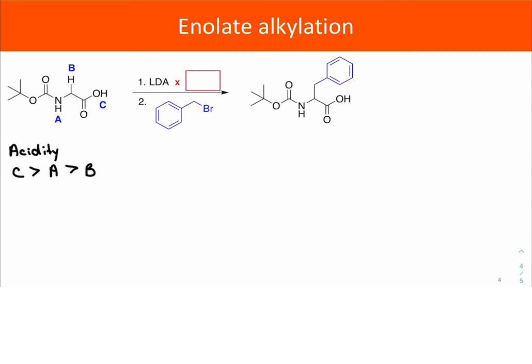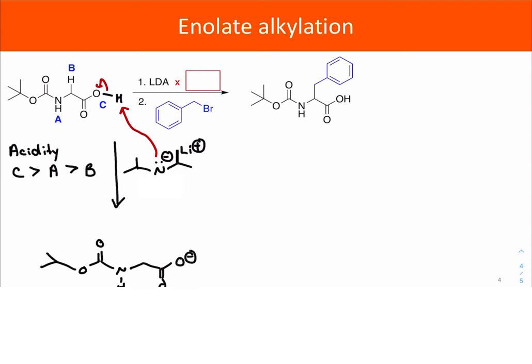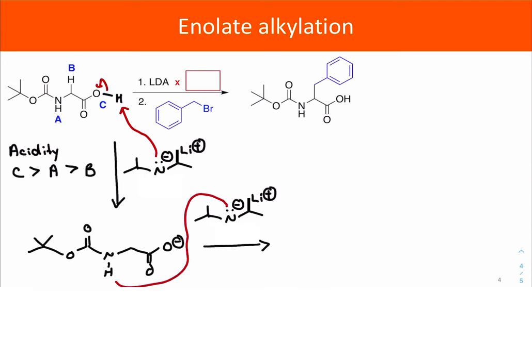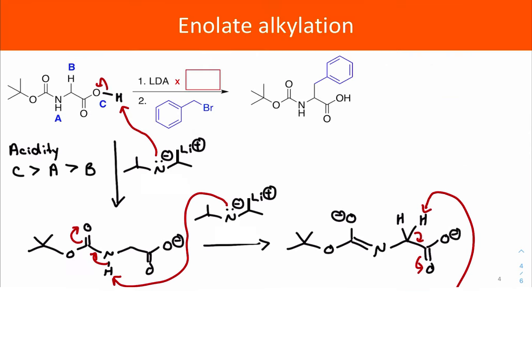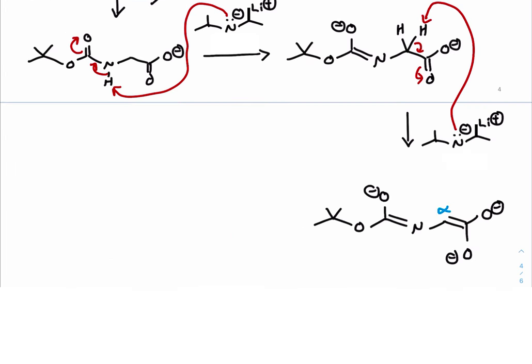So if we add one equivalent of lithium diisopropyl amide, it's going to deprotonate at proton C to start. That first equivalent of LDA will deprotonate at proton C, the carboxylic acid. A second equivalent of LDA will deprotonate the nitrogen atom, the amide. And then finally, a third equivalent of LDA will be able to deprotonate that final position at the carbon atom. So overall, it took three equivalents of lithium diisopropyl amide to generate a nucleophilic alpha carbon.